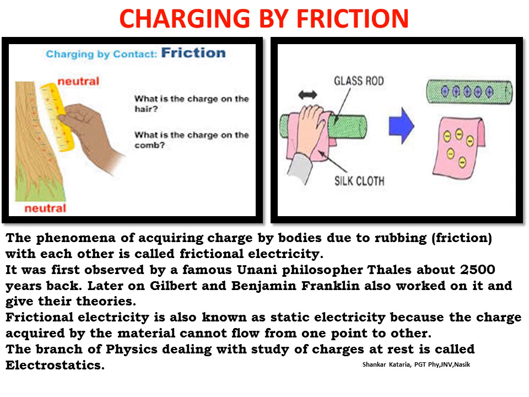There are many more examples in which two objects are rubbed with each other and they acquire charge. This phenomenon, and this branch of physics in which bodies acquire charge, is known as frictional electricity or static electricity. Static, because these charges cannot flow from one point to another. They stay with the body and they again get transferred when the body comes in contact with any uncharged body.